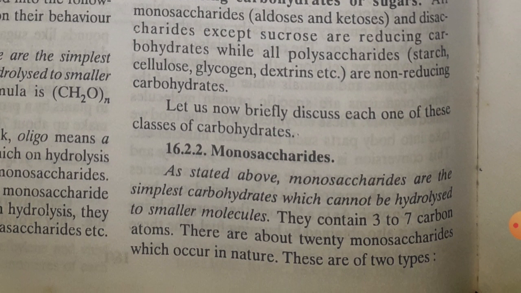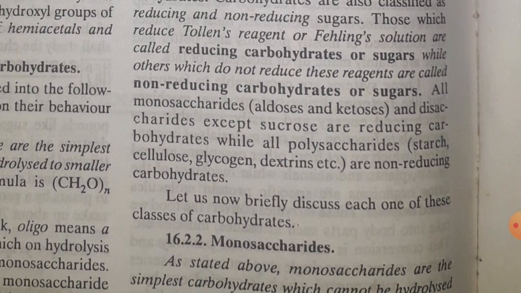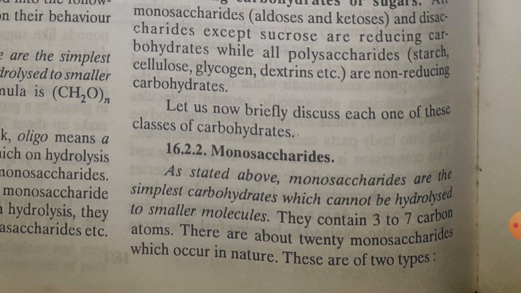Now we will move to the next point, the monosaccharide. In this unit we are dealing with monosaccharides. A monosaccharide is the simplest carbohydrate, which is not hydrolyzed further to a simpler molecule. It contains 3 to 7 carbon atoms, and 20 naturally occurring monosaccharides are known.